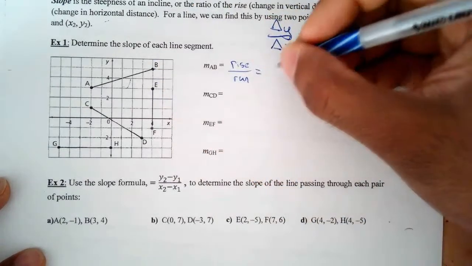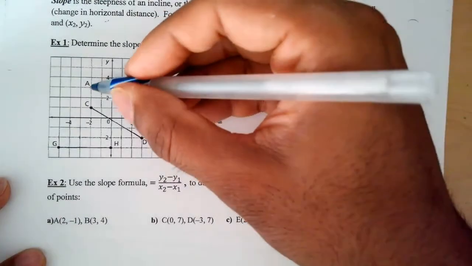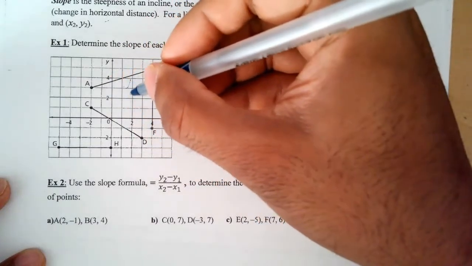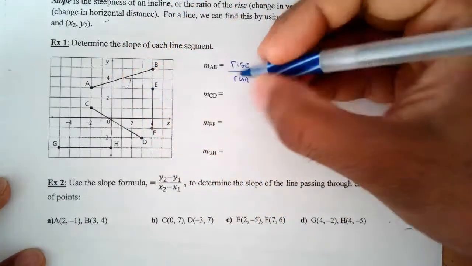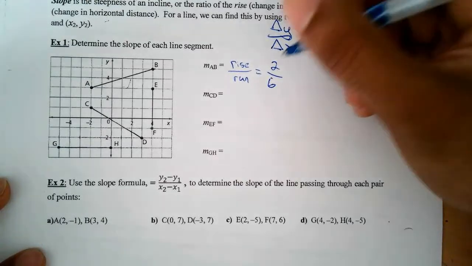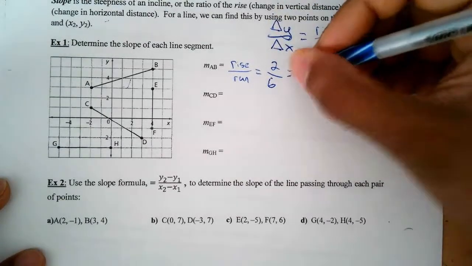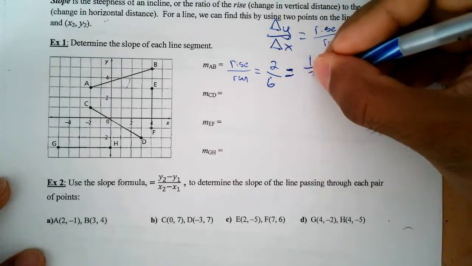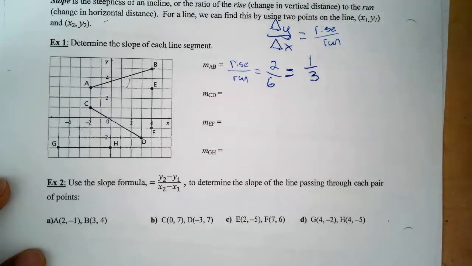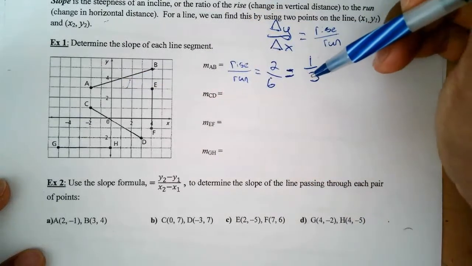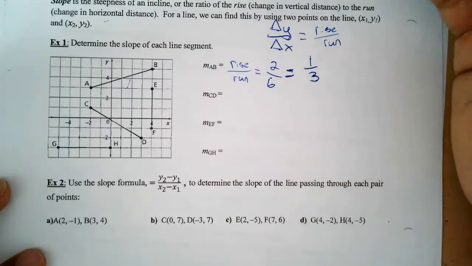So 1, 2. And then going left and right, the run is 1, 2, 3, 4, 5, 6. So 2 over 6. The last thing you want to do is always simplify your answers. So 1 over 3. And just check, it's going upwards, so it is a positive slope, and that's pretty much it.